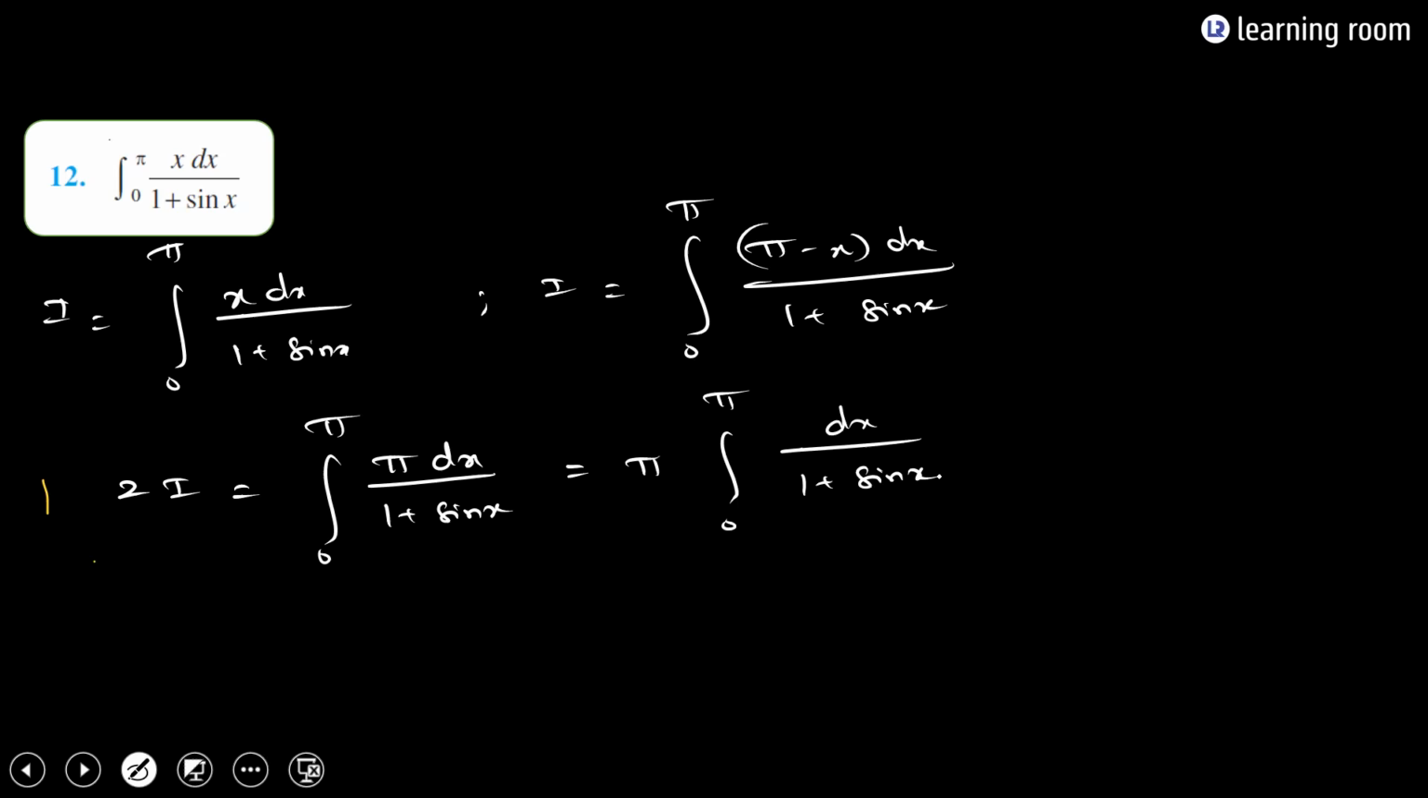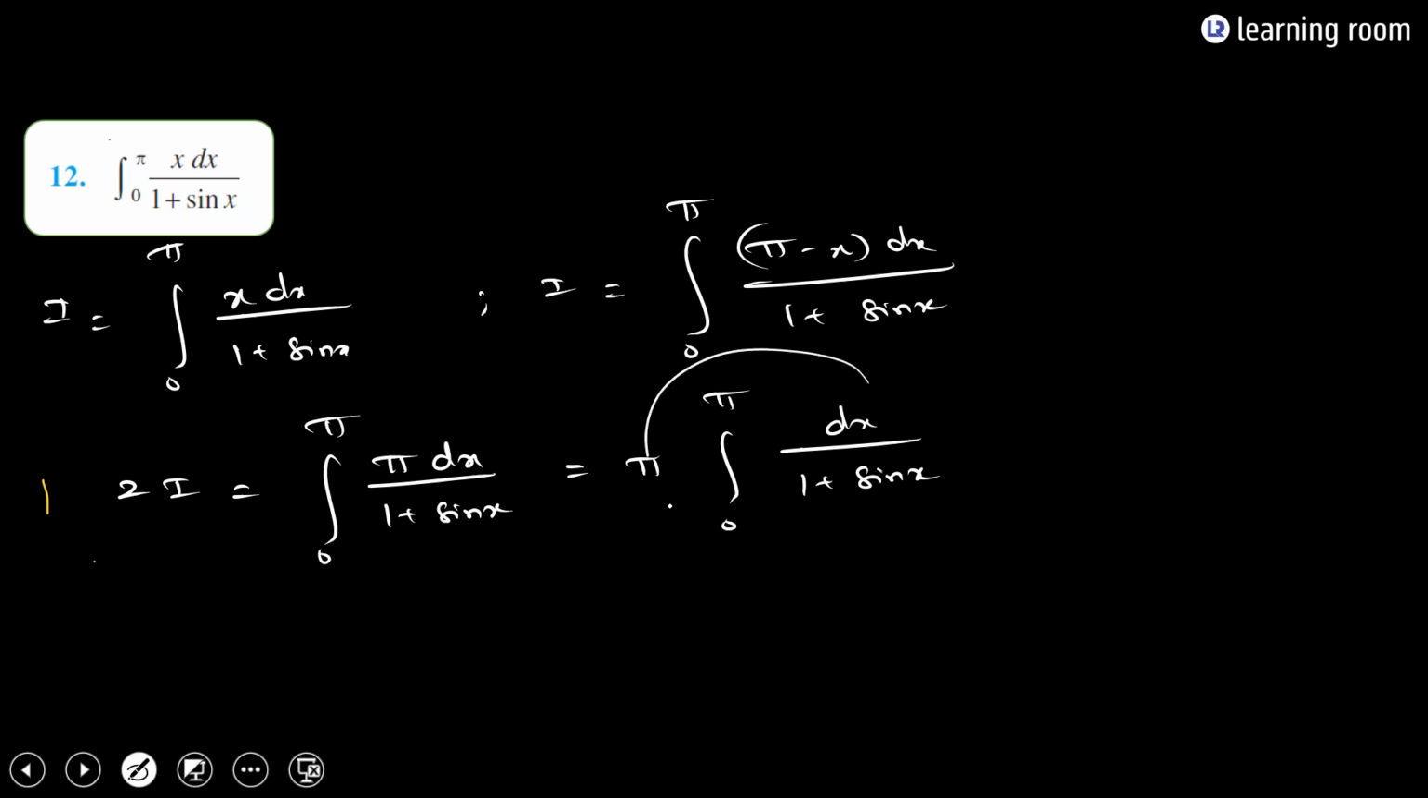Did you understand what it is? So integral of 0 to a f of a minus x dx. In the place of x, I put pi minus x, and 1 plus sine of pi minus x is 1 plus sin x. So when I added these two, I plus I is 2I, so 2I will be equal to integral of 0 to pi, x plus pi minus x is pi, so pi dx divided by 1 plus sin x. So this will be equal to pi into integral of 0 to pi dx by 1 plus sin x. Right.